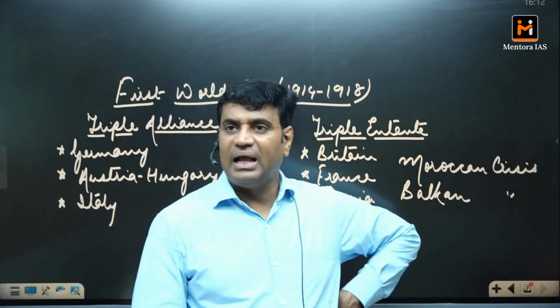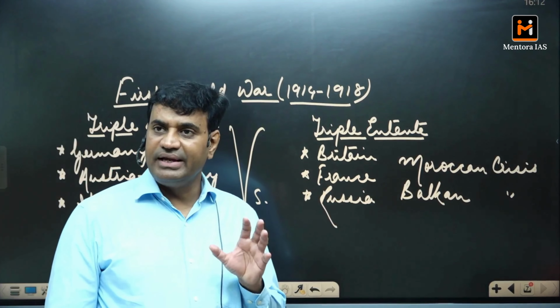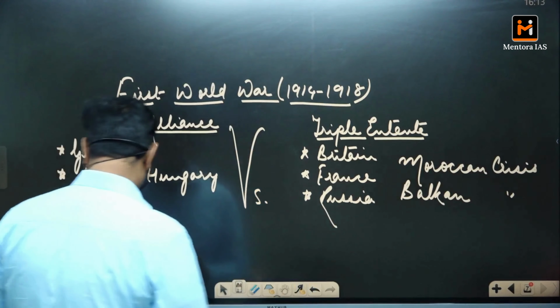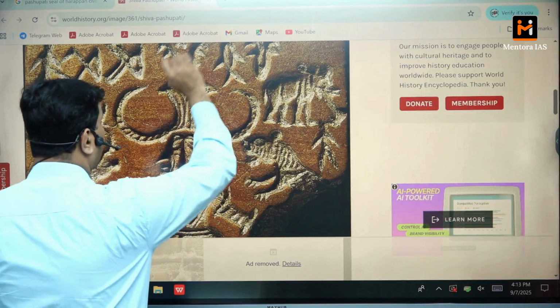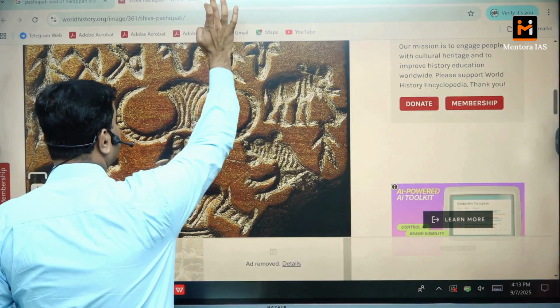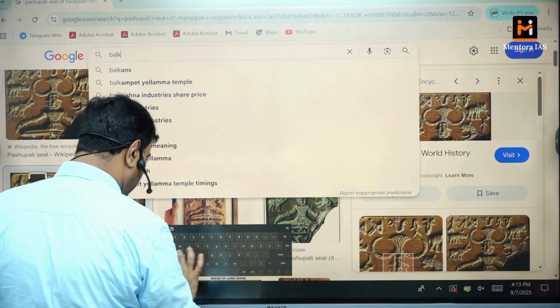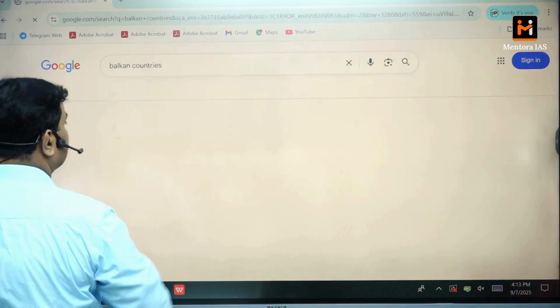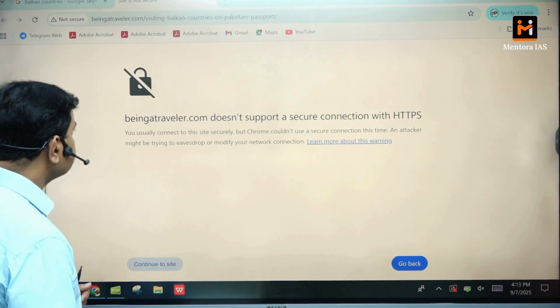Austria, which had already established control over Hungary, also wanted control over the Balkan region. There was a country in the Balkan region known as Serbia. Serbia was a very prominent country, and Serbia also wanted to expand in the Balkan region. Let us understand through the map also. So coming to the Balkan countries, we'll look into this map.